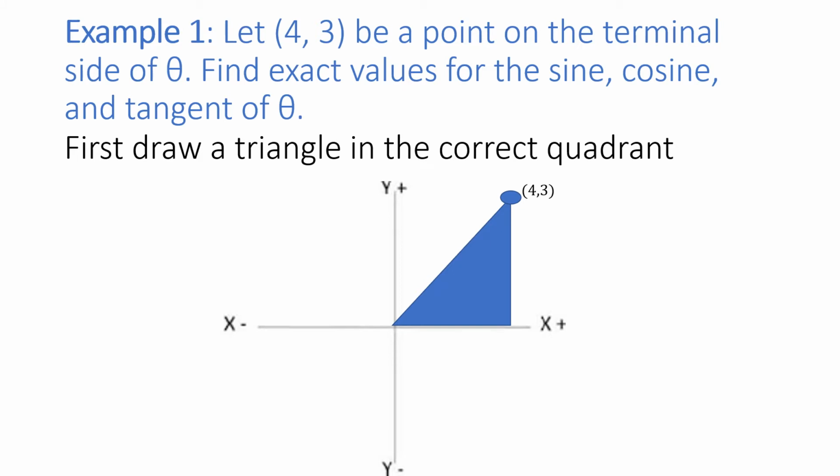And you always want to drop your perpendicular down to the x-axis. I'll never drop it to the y-axis. No matter what quadrant I'm in, I drop it to my x-axis. So if that's my point, I know that my horizontal distance is going to be 4, and my vertical distance is going to be 3, and then I have that angle of theta coming out of the origin.